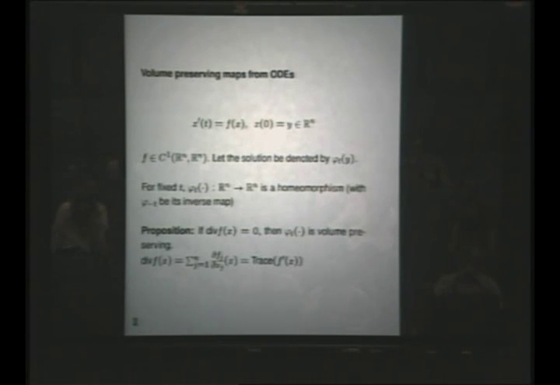if this vector field is divergence free, so the divergence is 0 there, then for any fixed t, this is a volume preserving map. Just recall this divergence is this quantity: f has n components, and you take the j-th component differentiated with respect to the j-th argument of x. If you consider the derivative of f as an n by n matrix, then this quantity is also the trace of the derivative matrix there. Let me give you also a sketch for this proposition.